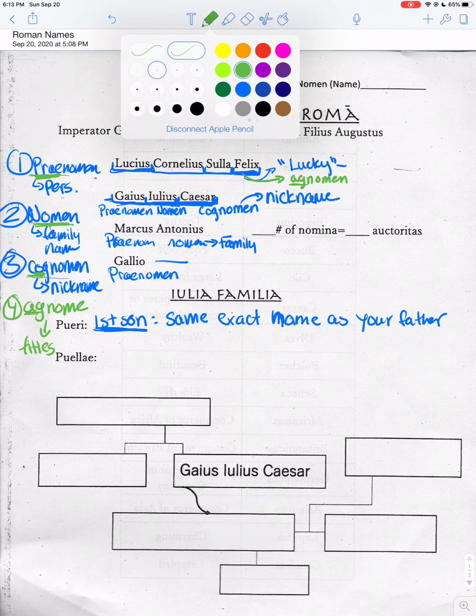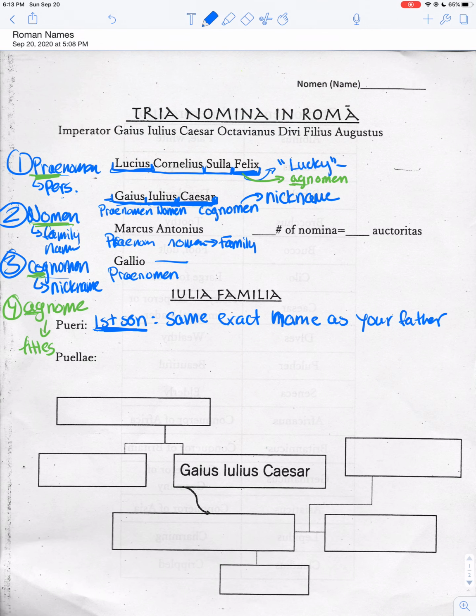And up top, the last one, we have 1, 2, 3, 4, 5, 6, 7, 8. Oh my goodness, 8 names to this guy. Imperator Gaius Julius Caesar Octavianus Divi Filius Augustus. So he didn't actually have all those names all at once. He usually didn't see that whole thing on a piece of paper.